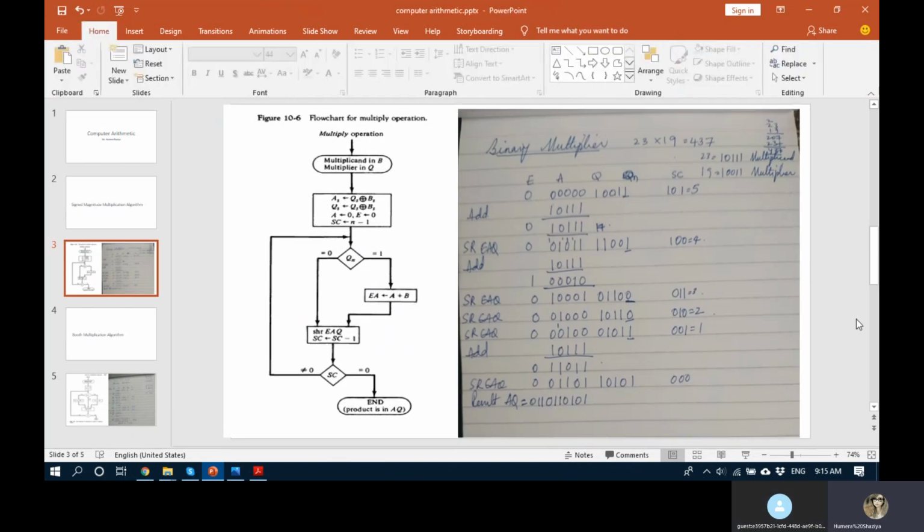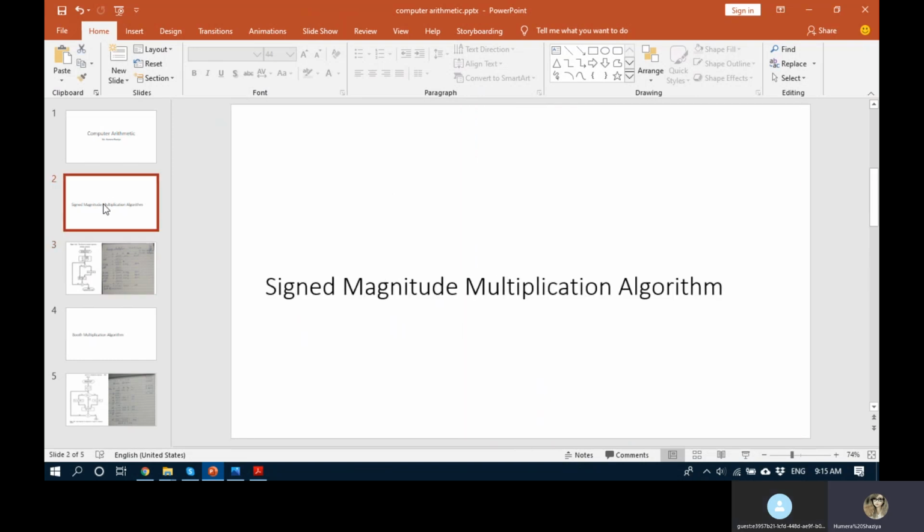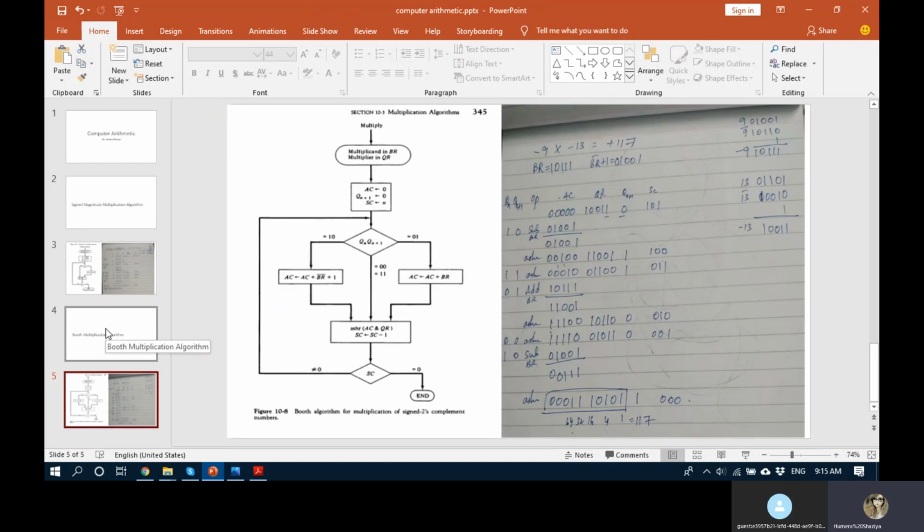So last class we studied about the signed magnitude multiplication algorithm. In today's class, we will study about Booth's multiplication algorithm. So Booth's multiplication algorithm is another procedure for performing the multiplication operation.